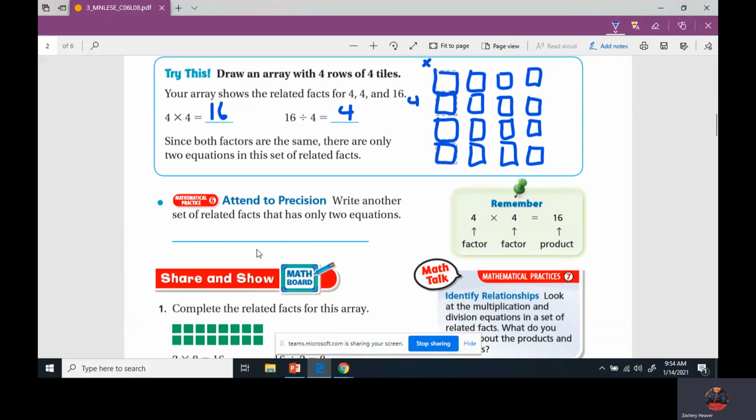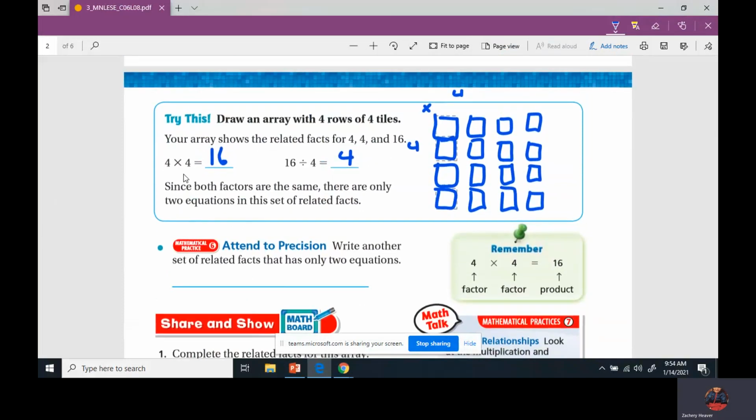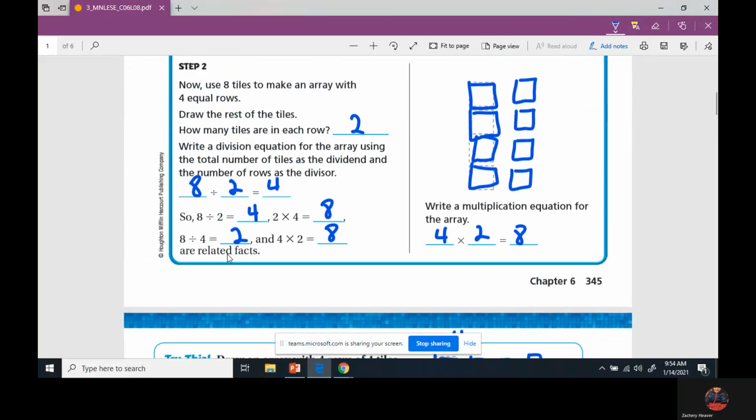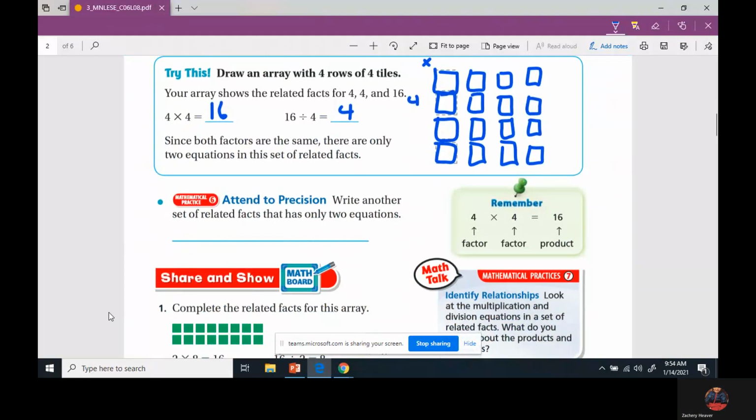Write another set of related facts that only has 2 equations. These only have 2 equations because if we switch 4 and 4, it's still going to be the same thing. Up here, we can switch 2 and 4 and 4 and 8, but 4 and 4 are the same. So another one, let's try 5 times 5. I know 5 times 5 are the same factors, and that equals 35. And I know 35 divided by 5 is 5. If the factors are the same, then there's only 2 equations.